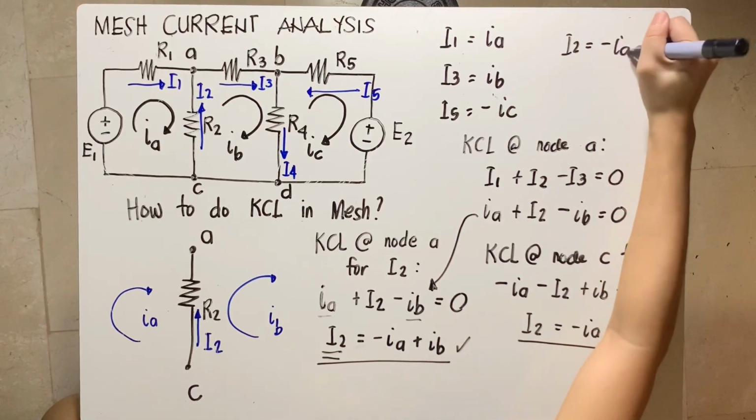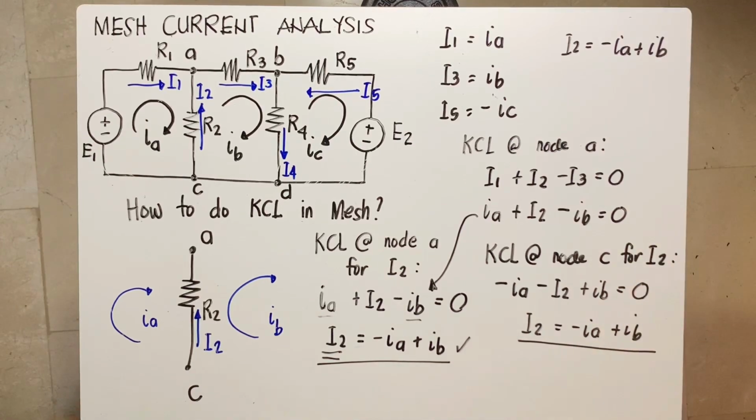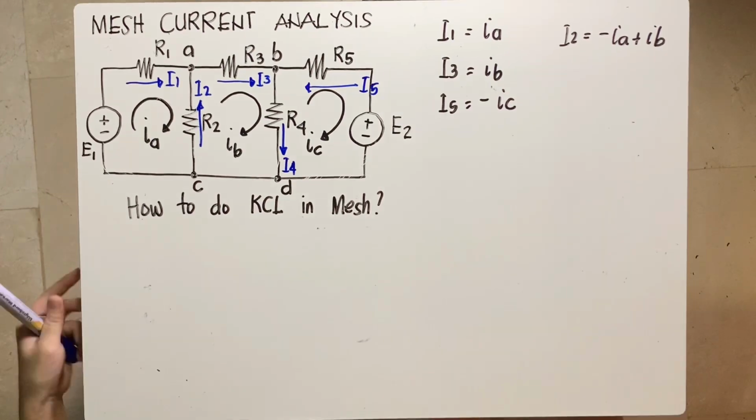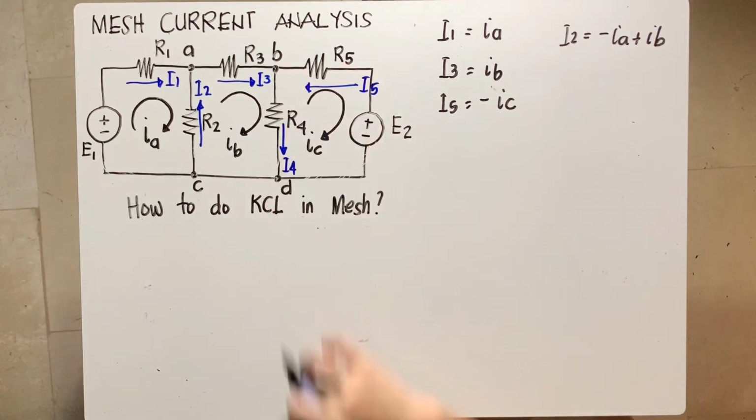That's negative IA plus IB. This time, kunin naman natin yung I4. Kailangan pa bang i-cut si I4? Pwedeng hindi na, di ba? Dito na lang ako titingin.